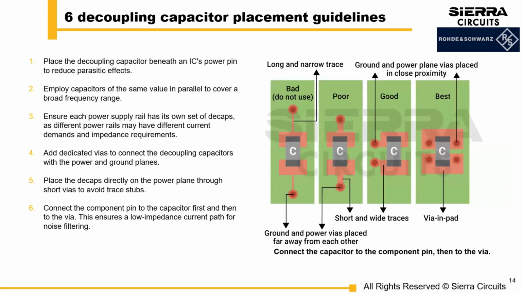So next, decoupling capacitors. You want to reduce your parasitic inductance and capacitance by placing the decoupling capacitors directly beneath the IC's power pin or right next to the pin. Employ capacitors of similar values in parallel to cover a broad frequency range.